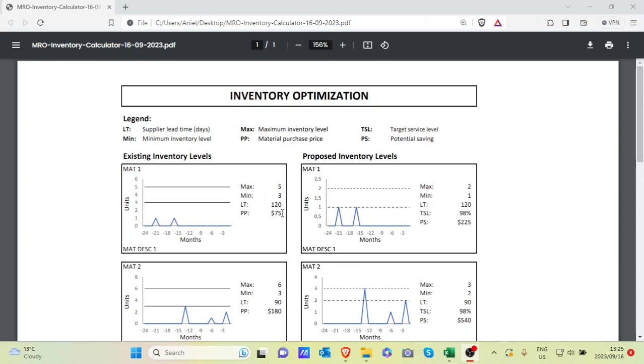Now, I think all of you will agree with me that this material's inventory levels are too high. The proposed inventory levels which the calculator suggests are a minimum of 1 and a maximum of 2, given the lead time of 120 days and a target service level of 98%, or a customer service level of 98%. The potential saving by lowering your inventory levels from a 5 to a 2 is $225.